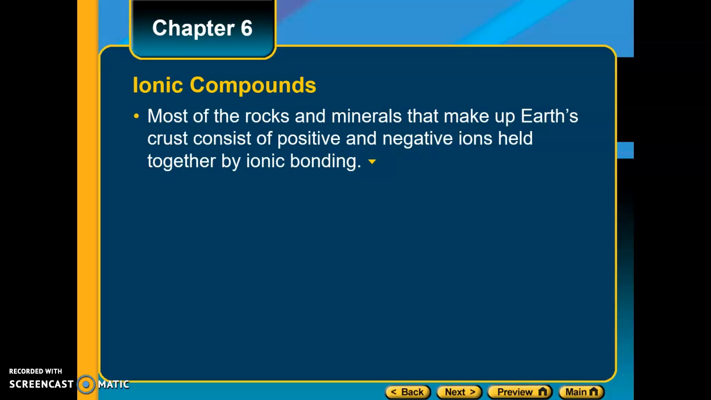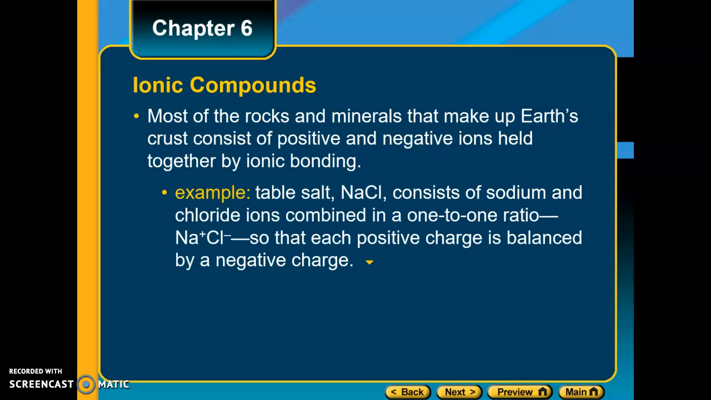If ionic compounds form, it is the result of bonding where we have positive and negative ions. Most of the rocks and minerals actually in the Earth's crust are the result of ionic bonding. Table salt is a great example. Table salt is sodium and chloride ions in 1-to-1 ratio. It is necessary when you work with ionic compounds that the positive and negative charges cancel out. So since sodium has a positive 1 and chlorine has a negative 1, they can cancel out with a 1-to-1 ratio.